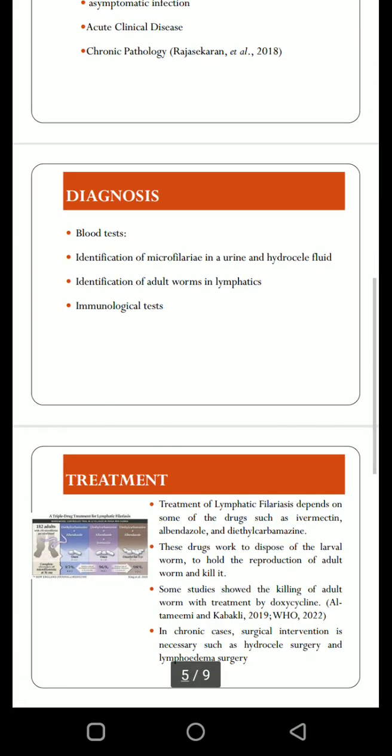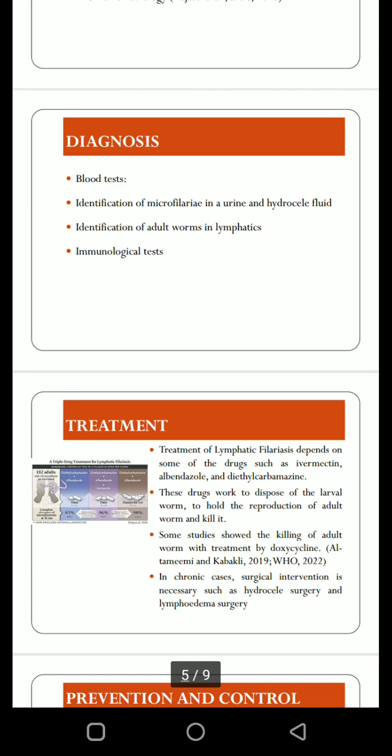Now let us see how we get to know this disease, the diagnosis, how we make verification. You know, scientists do not believe in theory without experimental evidence. To diagnose, you can use blood tests, taking blood and doing analysis in the laboratory. Identification of microfilaria in the urine and hydrocele fluid. You can take the urine sample and analyze it, or the hydrocele fluid. Hydrocele fluid, maybe from the swollen part of the body, like the scrotum, you open it, take the fluid that comes out of it, then take it to the laboratory and do the analysis.